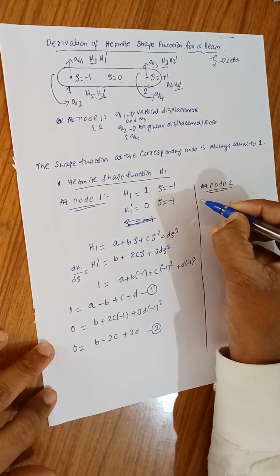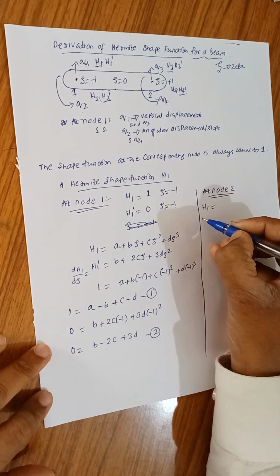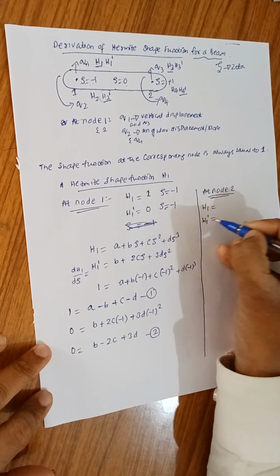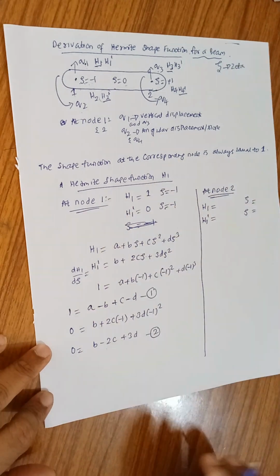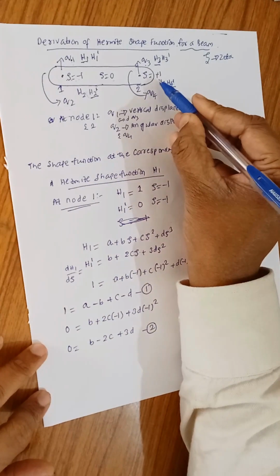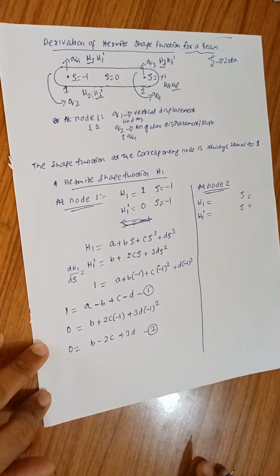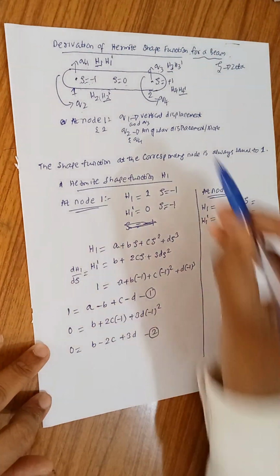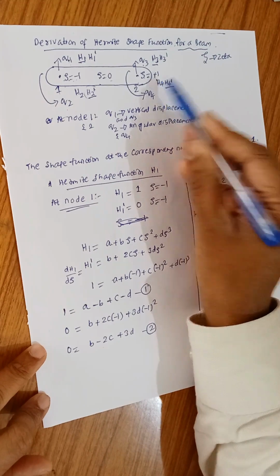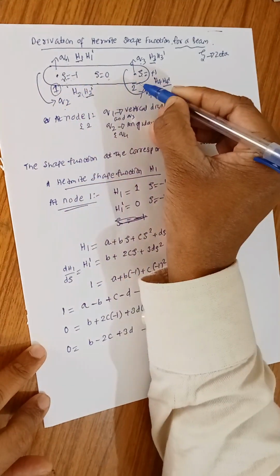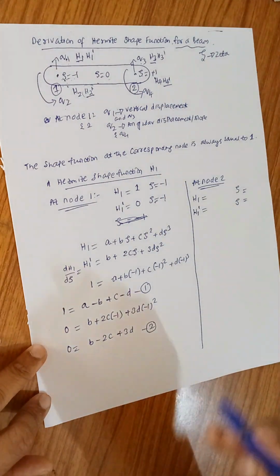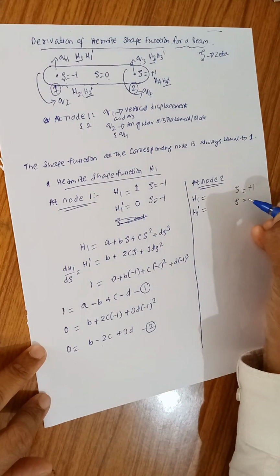Now at node 2, what are the values going to be? At node 2, I have to find out the value of h1, and also have to find out the value of h1 dash. But the value of zeta at node 1 is minus 1; at node 2, the value of zeta is going to be plus 1. It is clearly mentioned in the question itself. In the figure itself, it's clear that at node 2, the value of zeta is plus 1. At node 1, the value of zeta is minus 1. Here it's mentioned node 1 and node 2. So it's clearly mentioned. Okay.